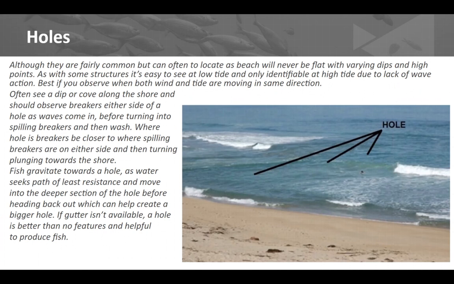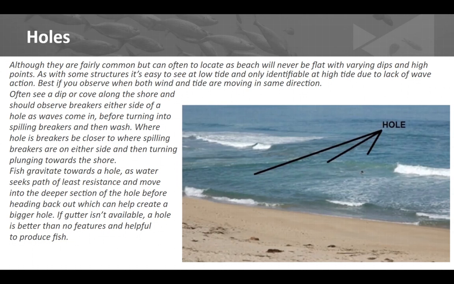Here we have an example of a hole. These are often fairly common to see in comparison to other structures where it needs a combination of things. Now, they can be seen, as I mentioned, beach, it's never going to be perfectly flat. You're going to have varying depths and high points. And as mentioned, low tide's great to be able to see these sort of things, because that's when a lot of the beach structures are exposed for you to view.